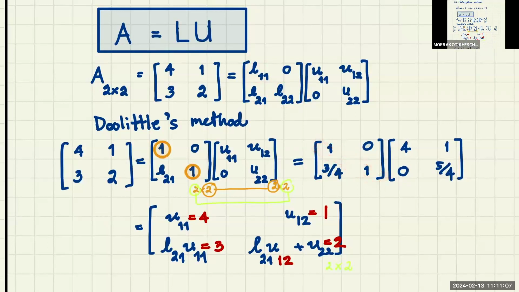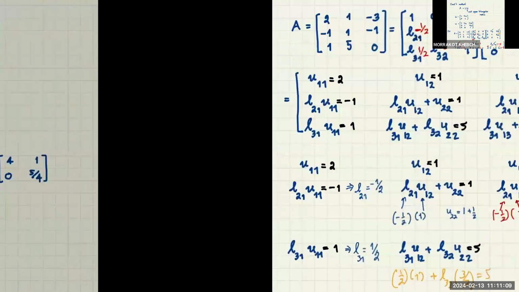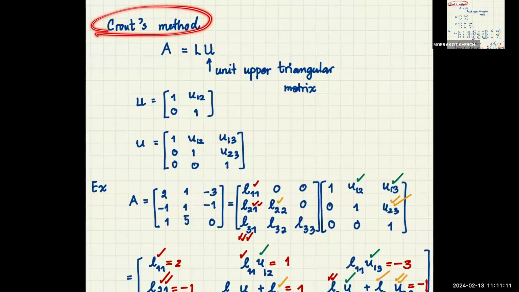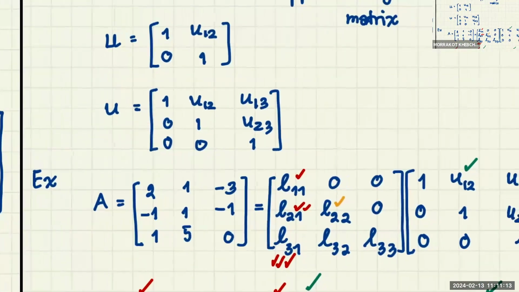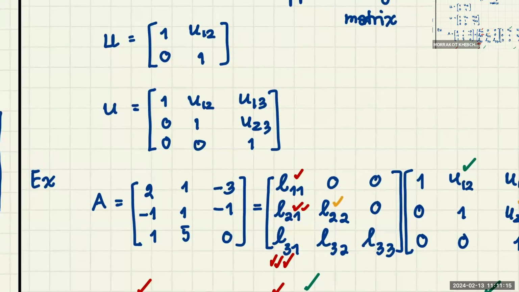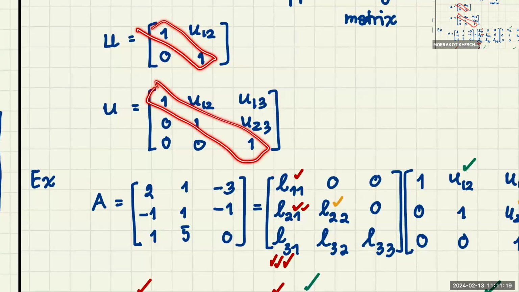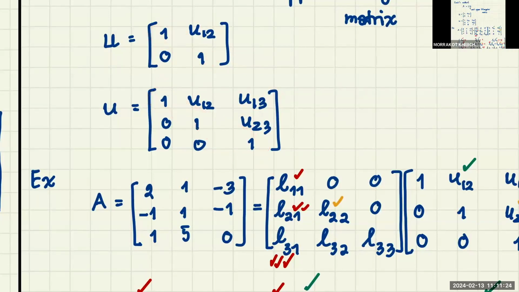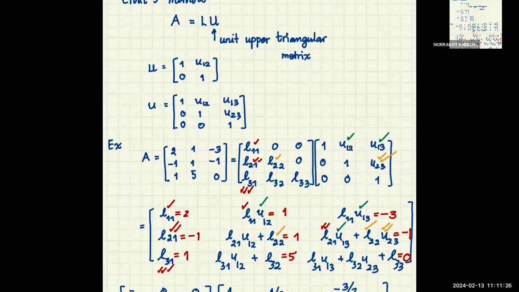Okay. And the other one is Mr. Kraut. Mr. Kraut said, okay, why have to do the same? So then he will use U as the unit upper triangular matrix. So you have two ways to factorize.